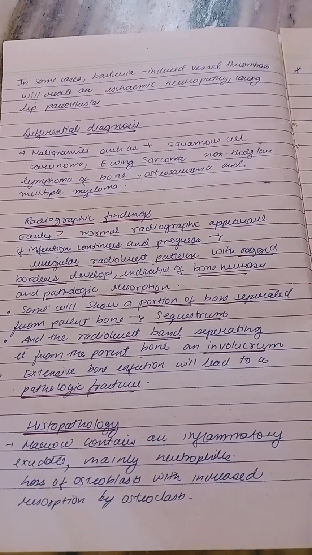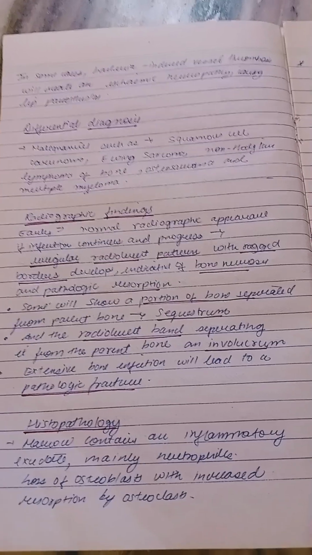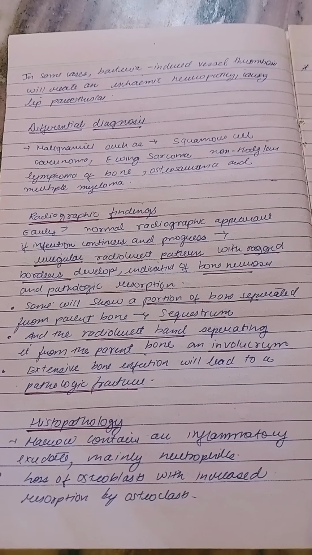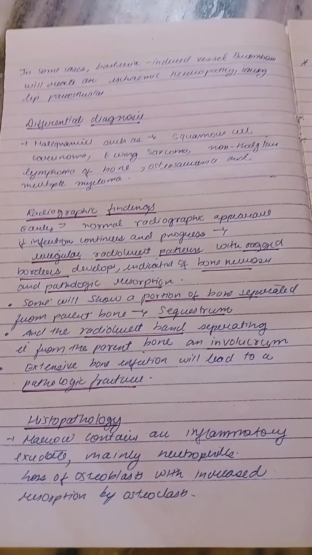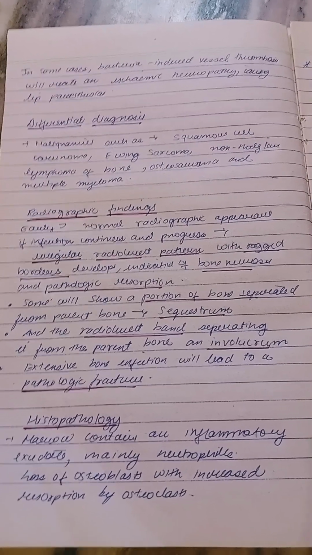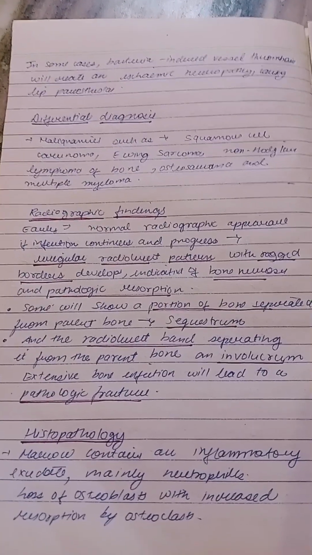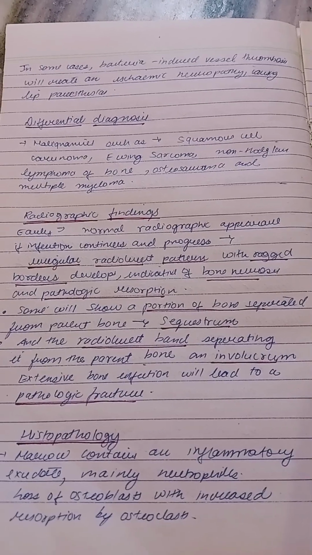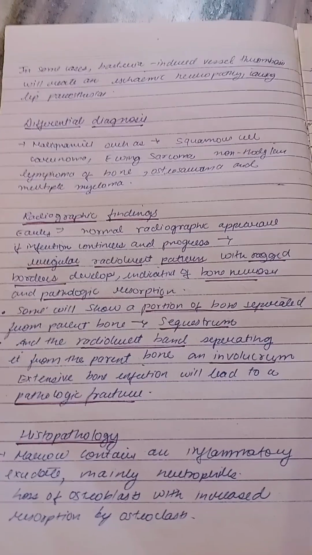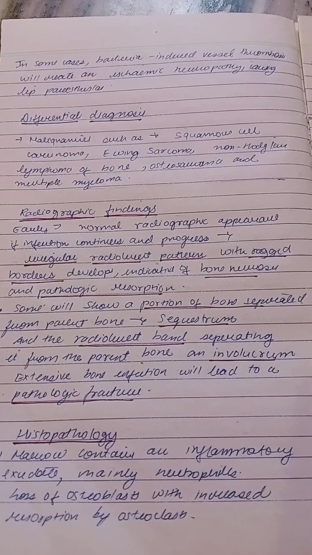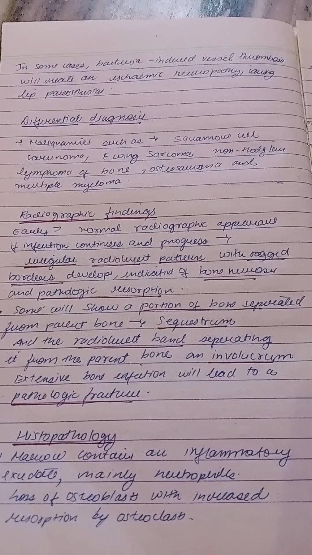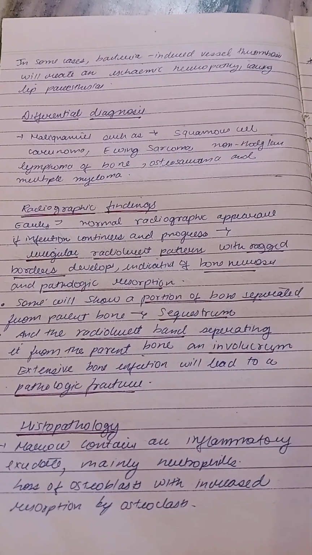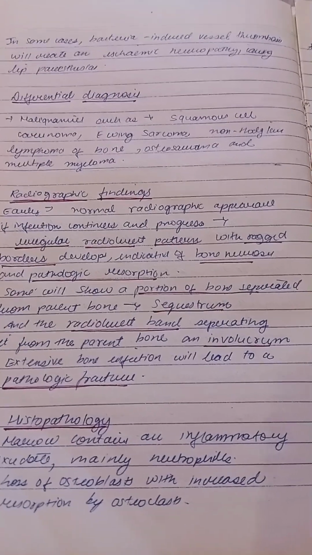Some will show a portion of bone separated from the parent bone, that is known as sequestrum, and the radiolucent band separating it from the parent bone is known as an involucrum. Okay, so two terms are there, sequestrum and involucrum. Sequestrum is a portion of bone that is separated from the parent bone, and the radiolucent band that separates it from the parent bone is known as involucrum. Okay. Extensive bone infection will lead to a pathologic fracture.